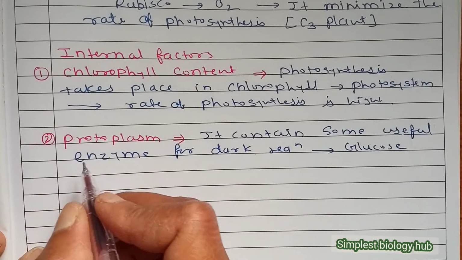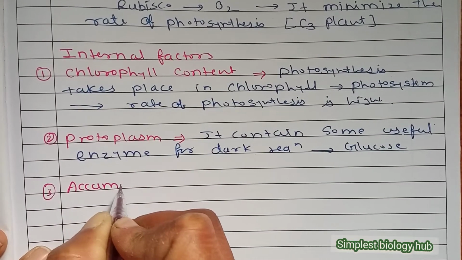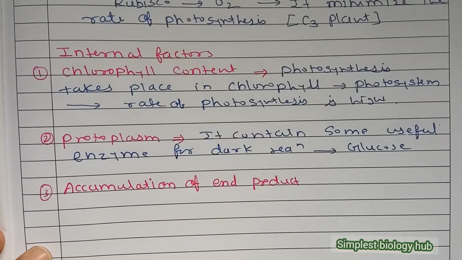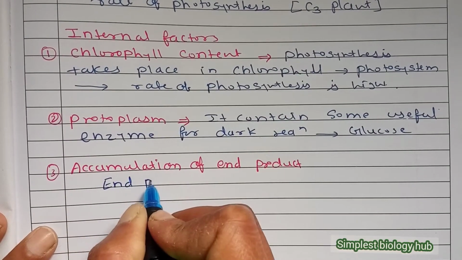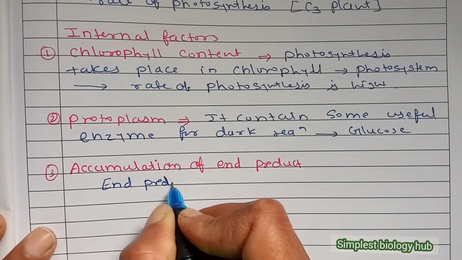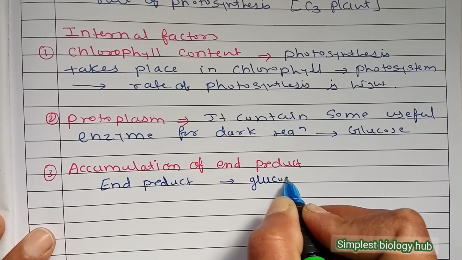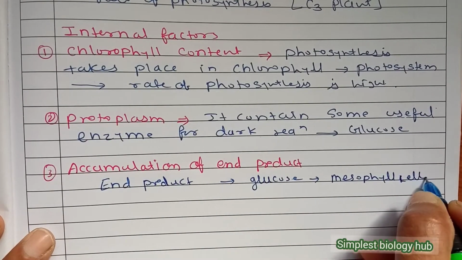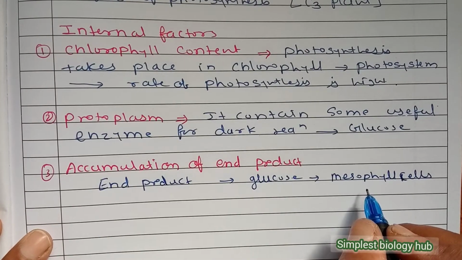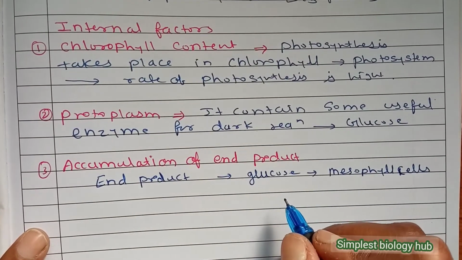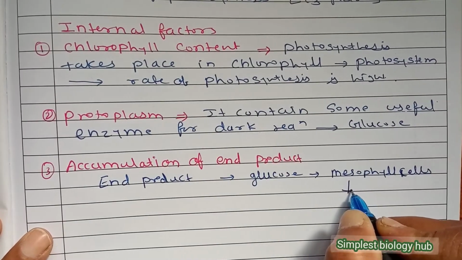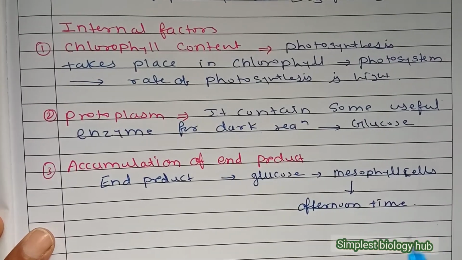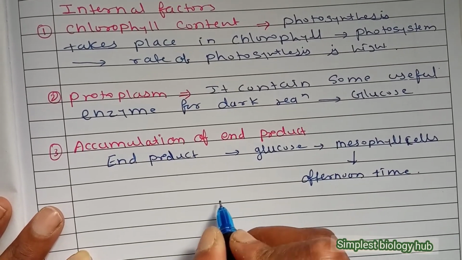Then the next is accumulation of end product. The end product of photosynthesis is glucose. And where is it accumulated? It is finally accumulated in mesophyll cells. And mesophyll cells are also responsible for the process of photosynthesis. So if glucose is accumulated in the mesophyll cells, then the rate of photosynthesis is affected, but mostly it affects in the afternoon time. It means that in the afternoon, the rate of photosynthesis decreases.